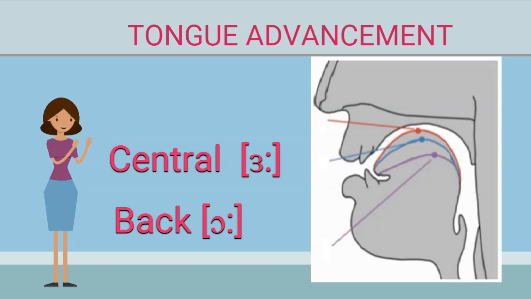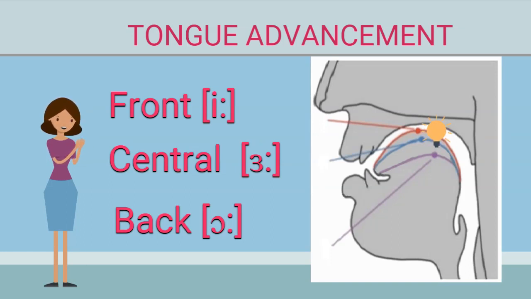Next is tongue advancement. For tongue advancement, there are 3 positions: front, central, and back. For front vowels, your tongue is pushed forward, like ee, a. For central vowels, you don't need to push your tongue forward or pull your tongue back. While for back vowels, you need to pull your tongue back, like oo, oh, ah. Try again with ee, oo. Do you feel the difference?